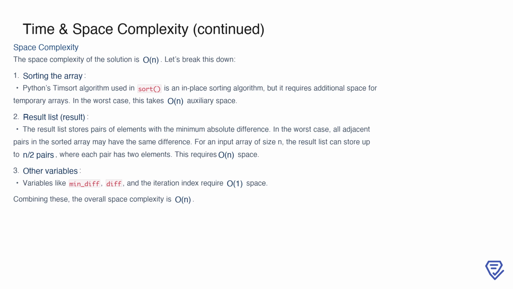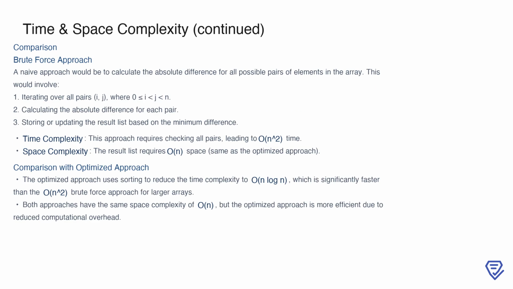Finally, other variables such as min_diff, diff, and the iteration index only require constant space, or O(1). When we combine these components, the dominant factor is the space used for sorting and the result list, making the overall space complexity O(n). Let's compare this optimized approach to a brute force solution.